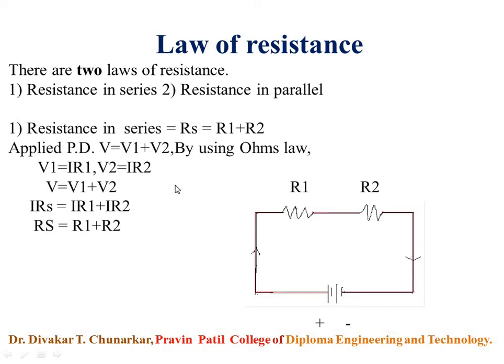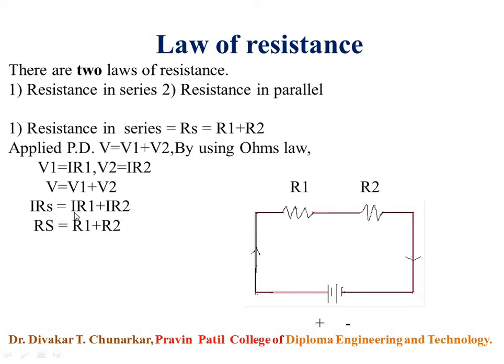Then we use Ohm's law. We know that Ohm's law gives R equal to V upon I. So V1 equal to IR1 and V2 equal to IR2, where I is the current flowing through the circuit, the same for R1 and R2. We put these values of V1 and V2 in the equation V equal to V1 plus V2.